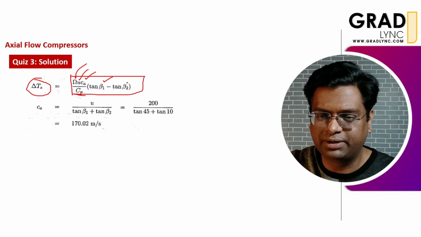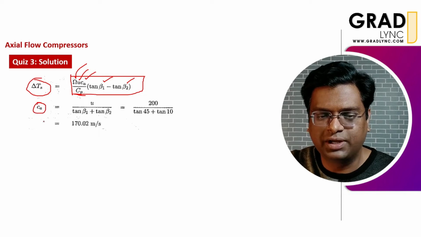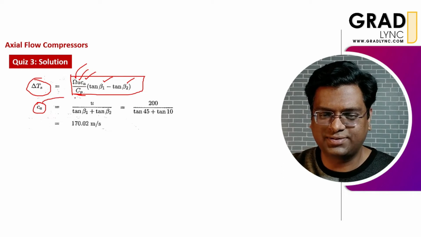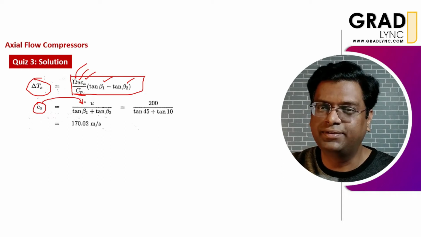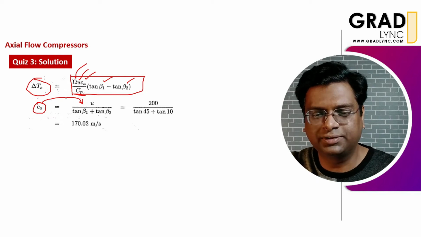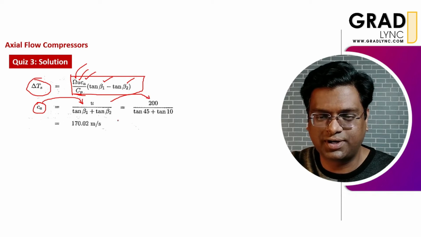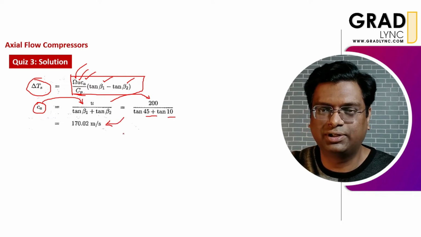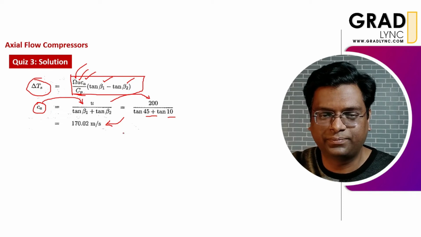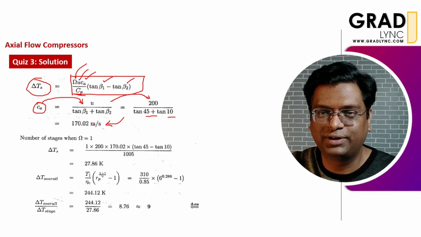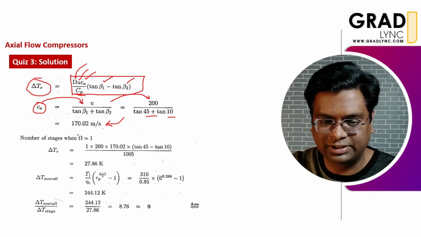Then we have tan beta 1 minus tan beta 2, that is in terms of blade angles. From CA, assuming that CA remains constant, I can write CA as U by tan beta 1 plus tan beta 2. Again, these equations are derived in the previous sessions, please go through that. Just substitute the values. I know the value of peripheral velocity, that is 200, beta 1 and beta 2 are known. So just substitute and get the value of axial velocity as 170 meter per second. Right? So once we get the axial velocity, we'll move on to calculate the number of stages required for different work done factor. So let's start with work done factor 1.